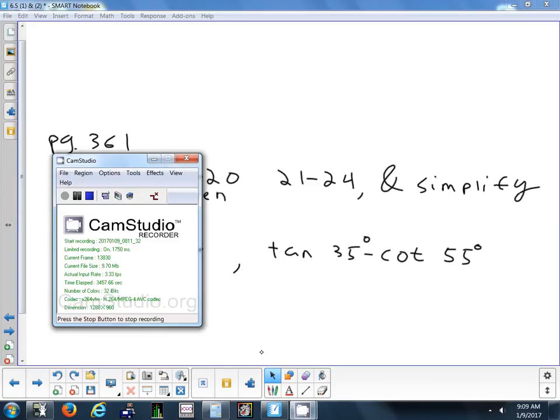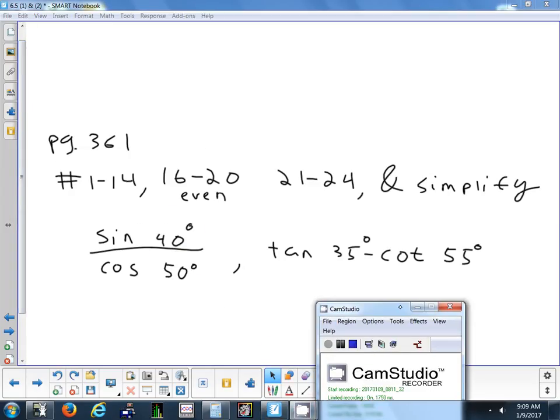Okay, so we'll take a look at that tomorrow. We'll finish up 6-5 tomorrow. And then we'll start our last section of the week on Wednesday.